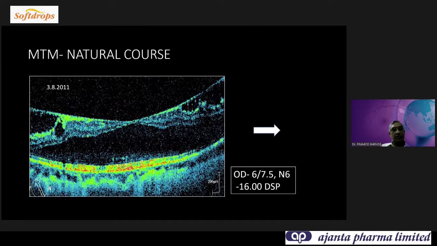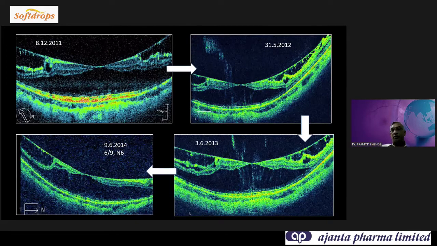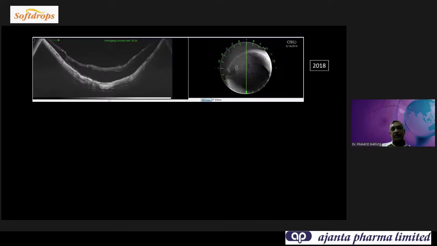When you look at the natural course, this is a typical eye from 2011, typical myopic maculopathy. Vision was 6/75 and 6. So we decided to observe over the next 4 years. If you see here, vision is still maintained at 6/9 and 6. The schisis is more or less stable. So safely these eyes can be watched.